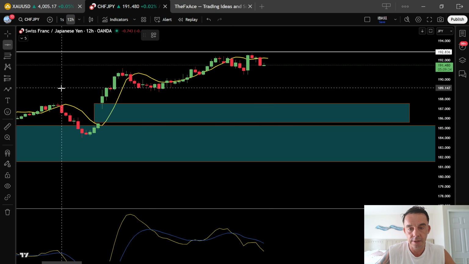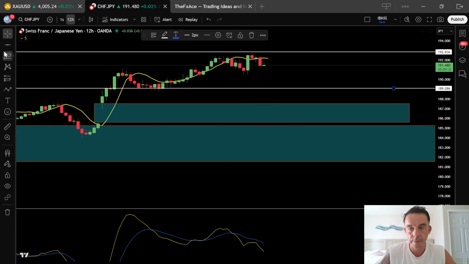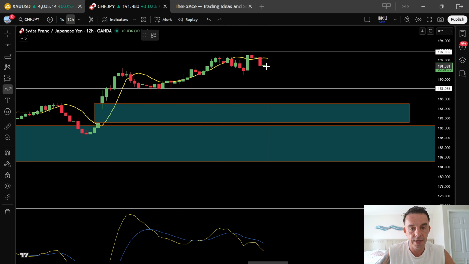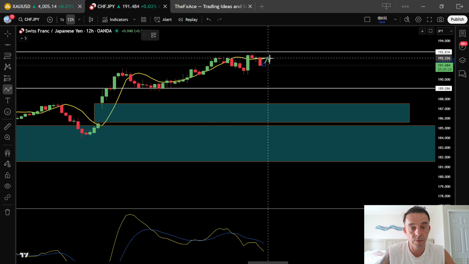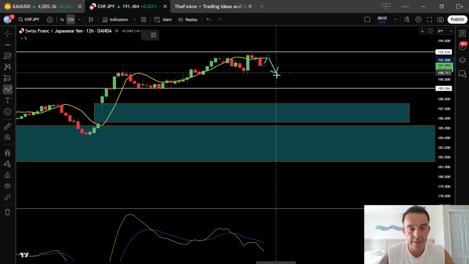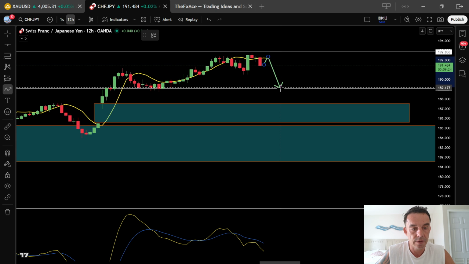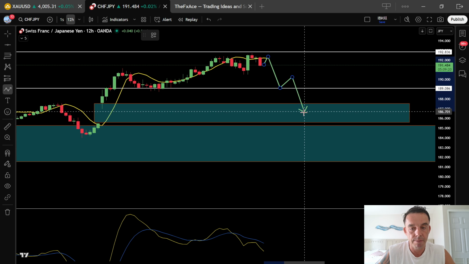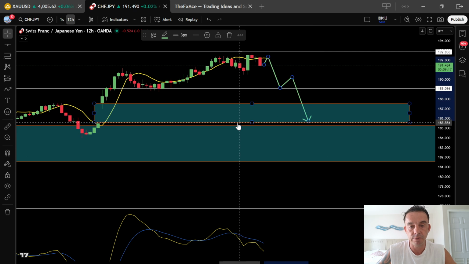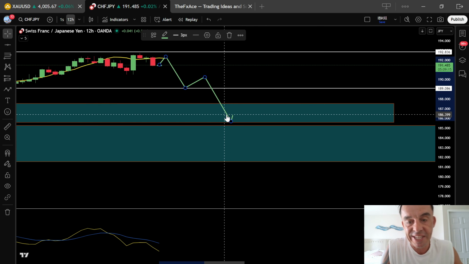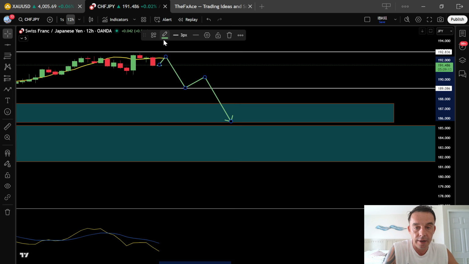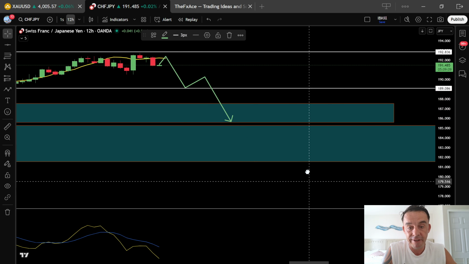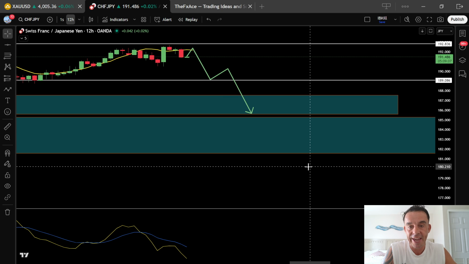Towards firstly this support. What we want to see is a move up above 192 again, and then sell this down. First support is 189, possible reaction there, and then move down to fill this gap. So that's what I'm looking for in the Swiss franc Japanese yen. We do have the inflation numbers out of Switzerland and Japan today. So that is my three favorite trade setups for the week ahead.